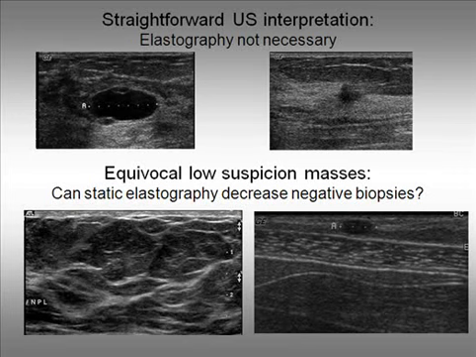Now, we don't need elastography for everything. There are completely straightforward lesions. Here is an obvious simple cyst. You don't need elastography to help you with this. And here's an irregular mass. We also don't need elastography. This is suspicious and has to be biopsied.